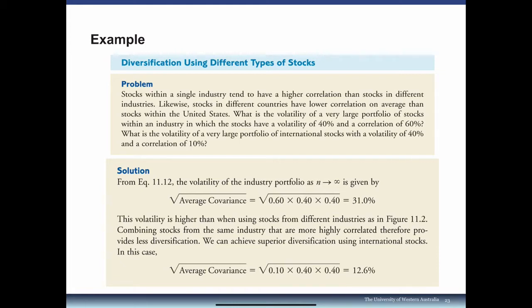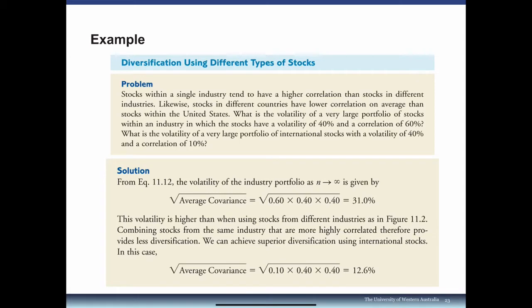And what is the volatility of a very large portfolio of international stocks with a volatility of 40% and a correlation of 10%? So here, just to give you an idea, when it's a very large portfolio, the portfolio variance is going to approach the average covariance. And the average covariance equals the correlation times the individual volatility, which in this case is 40% and 40%.